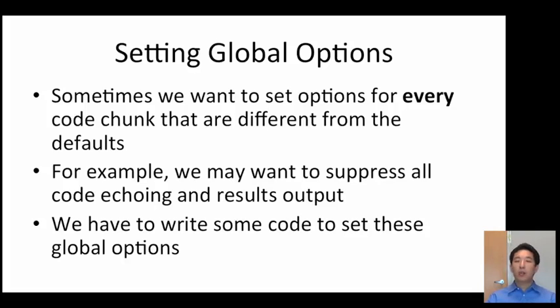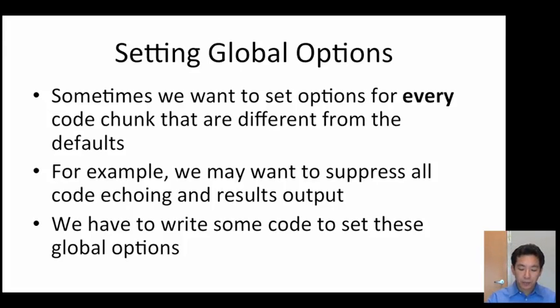So sometimes you want to set options for the entire document, so these are called global options. And you want these options to apply to every single code chunk. So maybe if you never want to echo the code, for example, you want every code chunk to say echo equals false. Well, it can be a bit of a pain to have to specify it in every single code chunk, so you might want to set a global option for something like that.